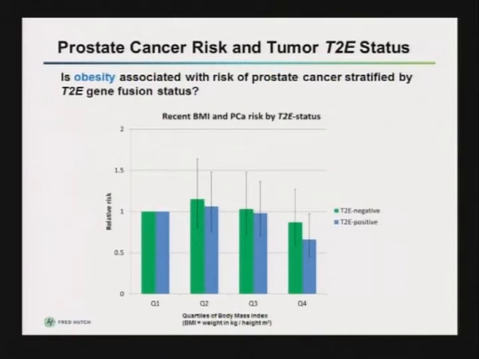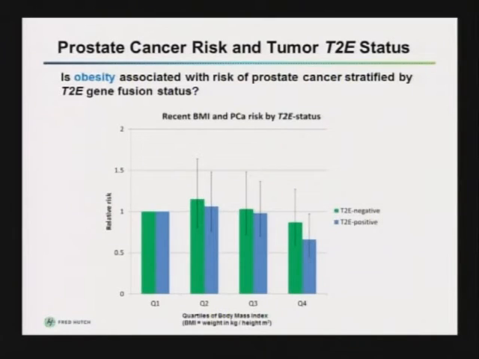Now, I want to provide you with 3 examples of why we think there is etiologic heterogeneity in prostate cancer based on looking at our first molecular marker, the T2E fusion status. And the first example has to do with obesity, and Dr. Wright has given a great intro to the effects of obesity in relationship to prostate cancer risk. And we know that compared to normal men, obese men have lower levels of circulating androgens, and androgens are very important as a driver for cell proliferation in the prostate.